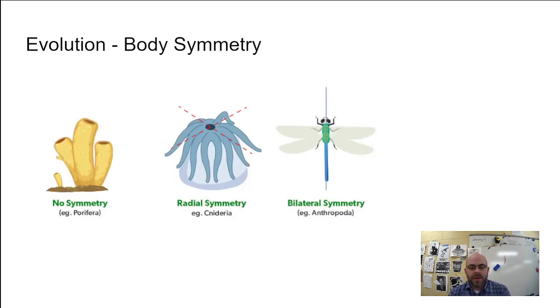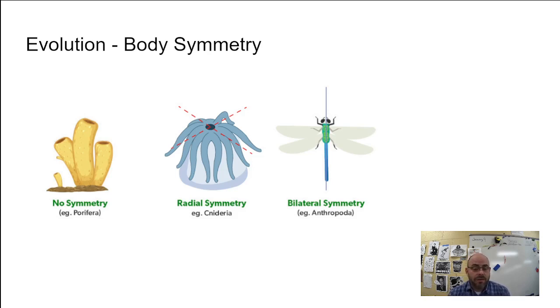Body symmetry, 3 kinds of body symmetry that we're going to talk about. No symmetry or asymmetry. It's the word that I will use in class most, asymmetry or asymmetrical. These are very simple animals that don't have any kind of body plan to speak of. Very simple. Radial symmetry is where an organism has more than one line of symmetry.